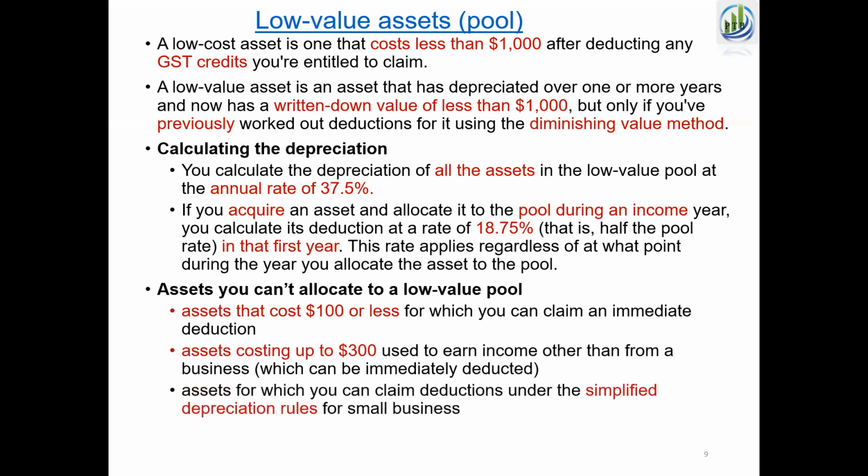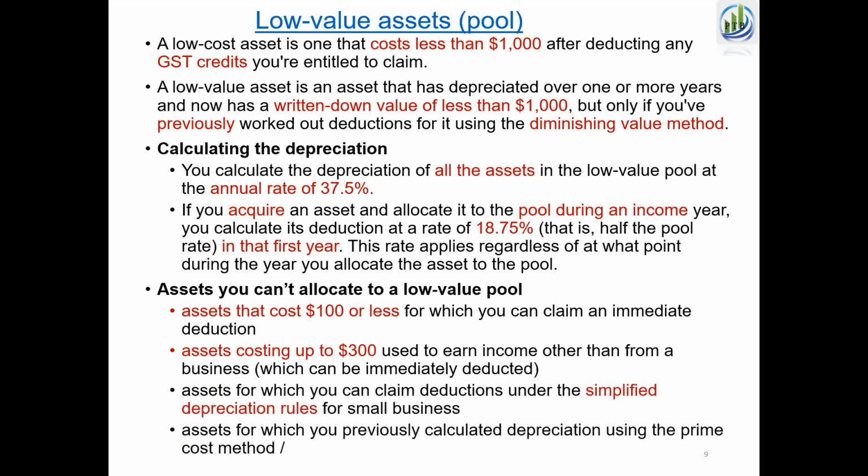And if you use the simplified rule for any assets, you cannot transfer them into here. That will be a simplified deduction. Assets which you can claim under the simplified rule, you cannot use here. Assets for which you previously calculated depreciation using the prime cost method, you can use. Some work related portable devices provided by the employer: if you purchase them, you can put them under the low value pool. But if your employer provides them, you cannot use the low value pool because they're provided by the employer.